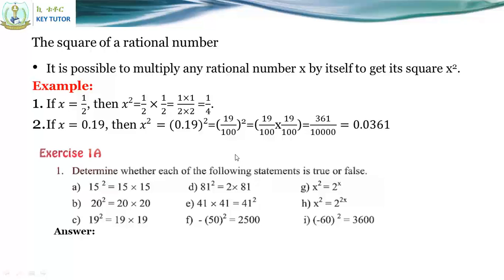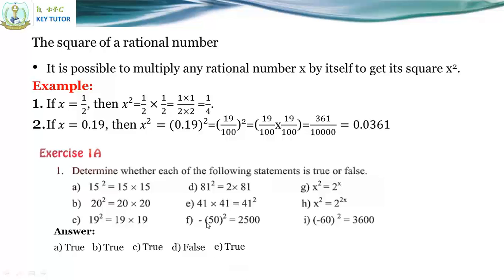Okay, now let's take an exercise. Here let us determine whether each of the following statements is true or false. Take 15 square. Is it equal to 15 times 15? Obviously yes, true. Take 20 square. Is it 20 times 20? True. 19 square. Is it 19 times 19? True. 81 square. Is it twice 81? No, false. 41 times 41. Is it equal to 41 squared? No doubt. True.